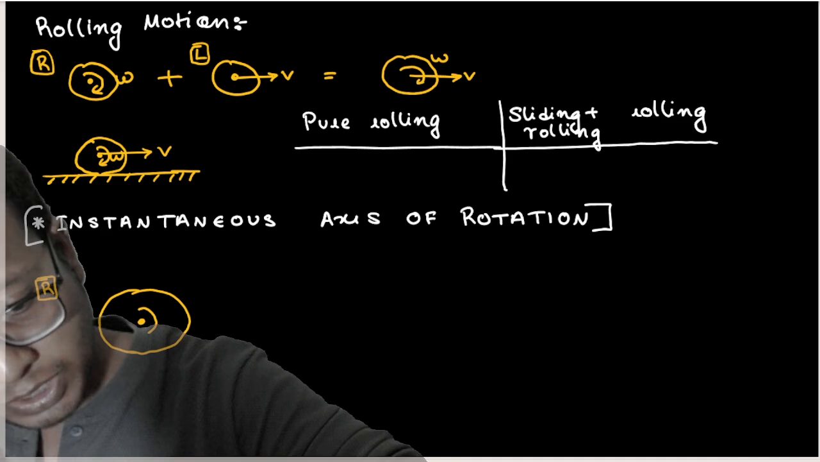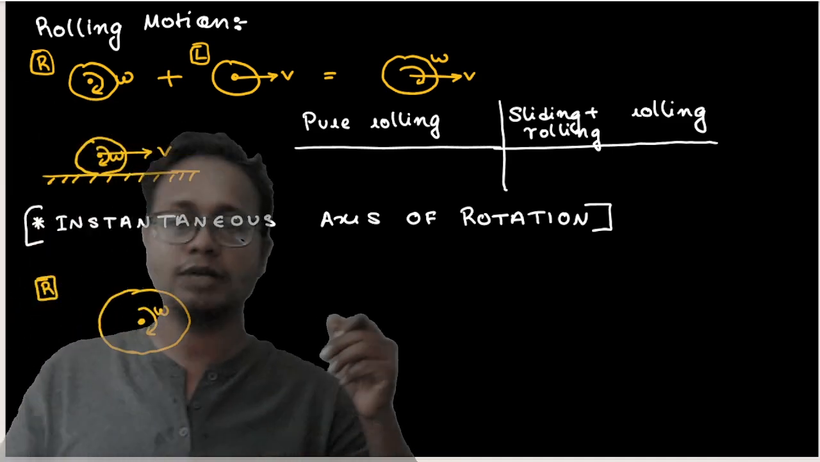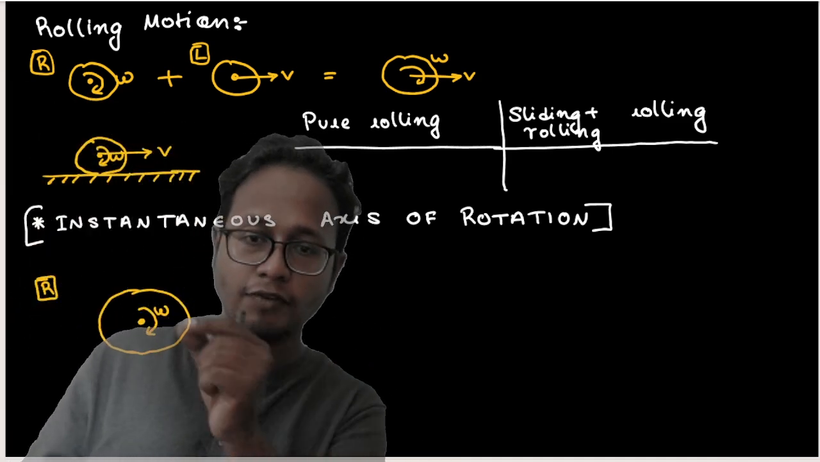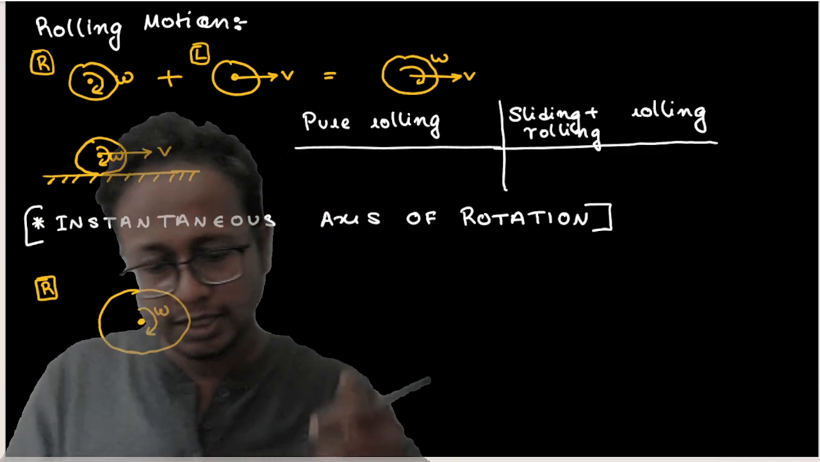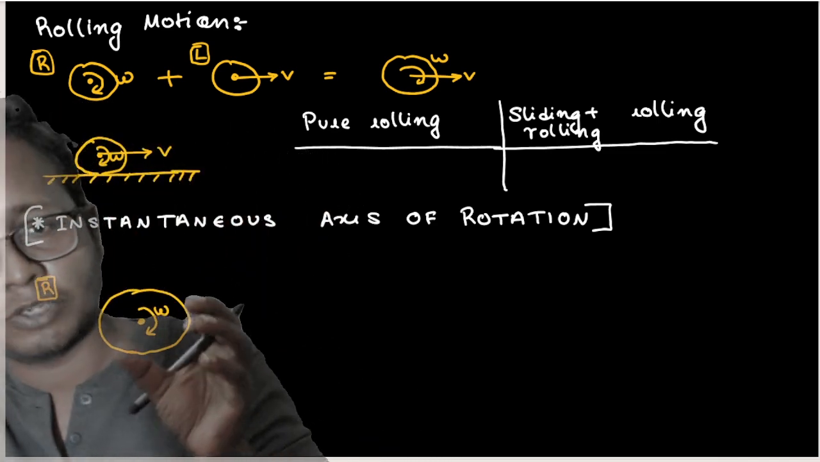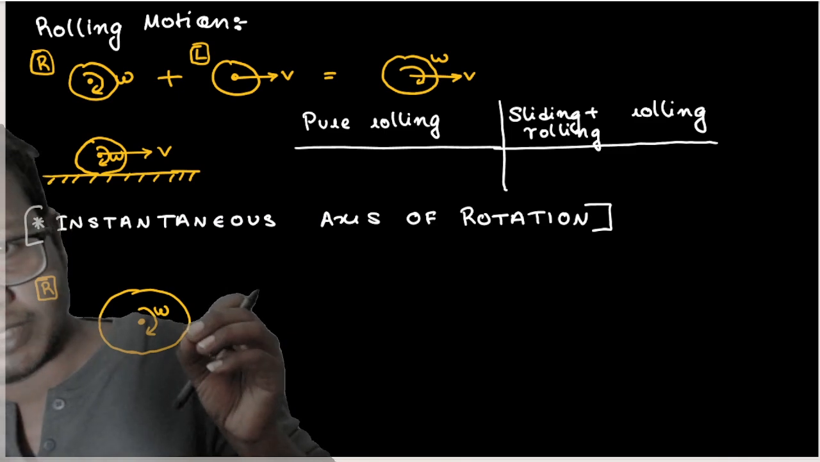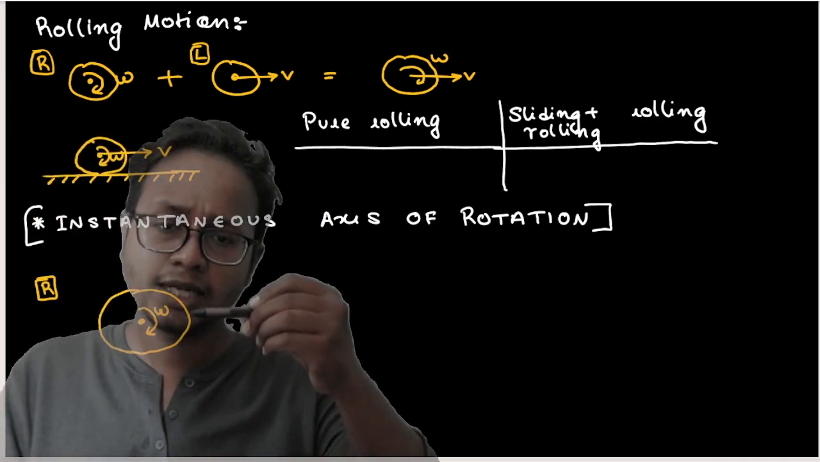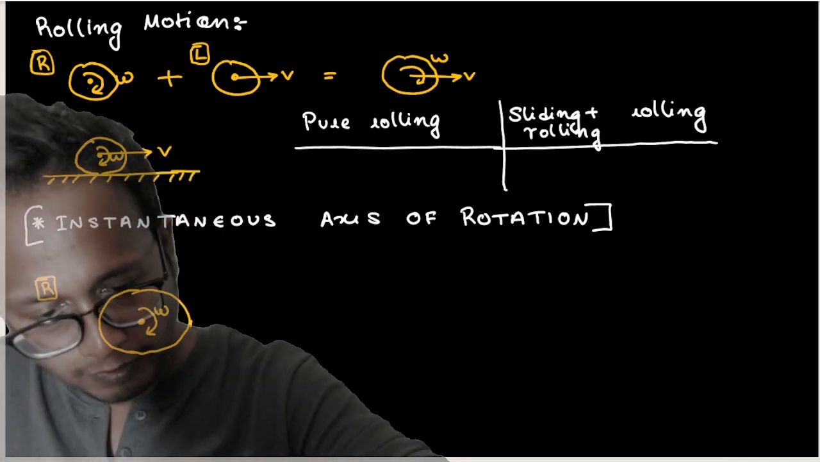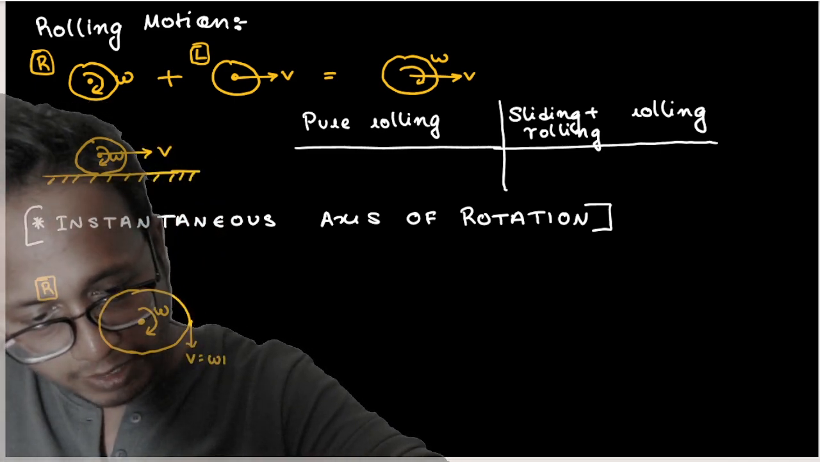In this rotational motion, suppose a body is rotating with angular velocity omega. What is the velocity at this point on the surface? It is nothing but omega times r in the downward direction. If the radius of the disc, or sphere, or whichever rolling object it is, is r, the velocity at this point will be omega r in the downward direction, isn't it? Velocity is equal to omega r.